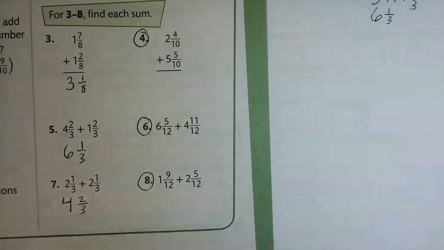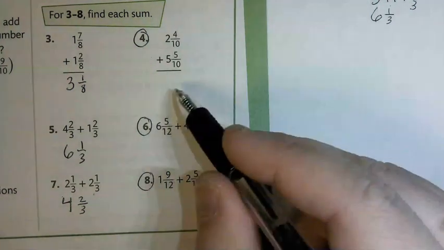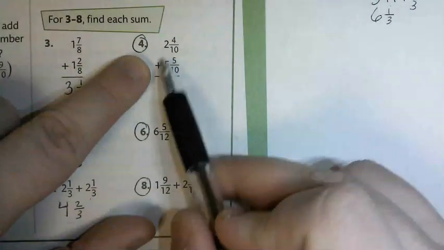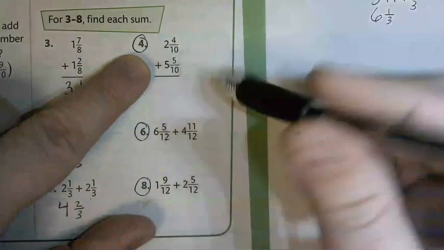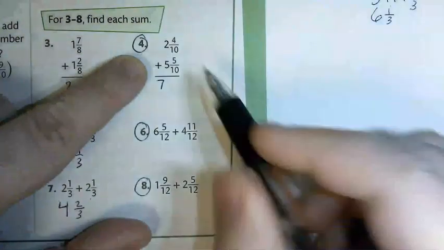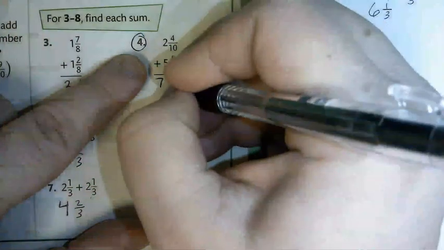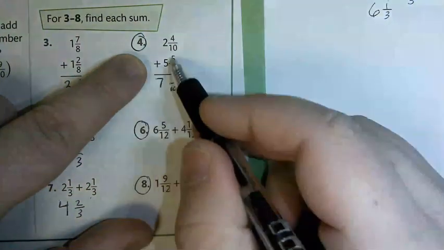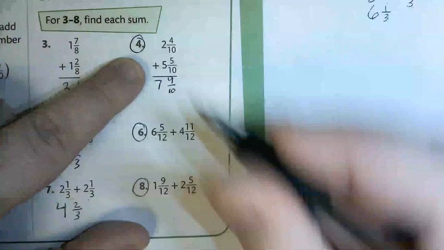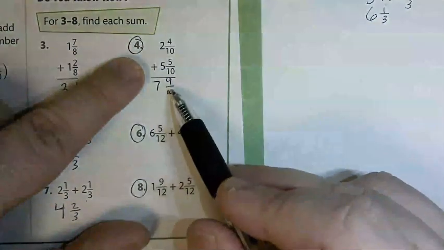All right, I hope you paused your video. I hope that you were able to solve these problems. Let's start with number 4. So 2 plus 5, I start with my whole numbers. 2 plus 5 is 7. And then I've got 4/10 plus 5/10. Well, my denominator is going to stay the same at 10. 4 plus 5 is 9.